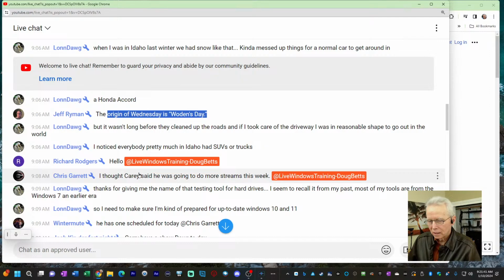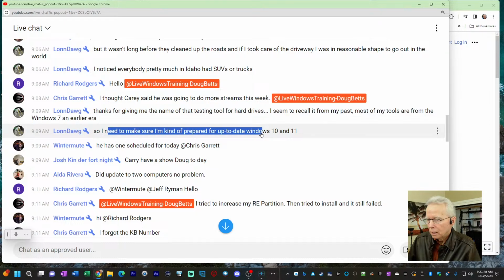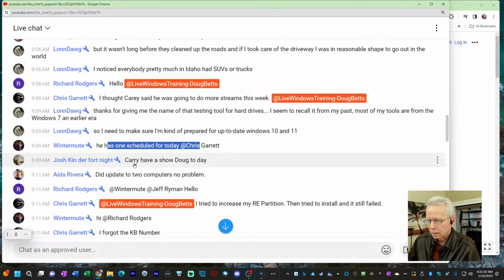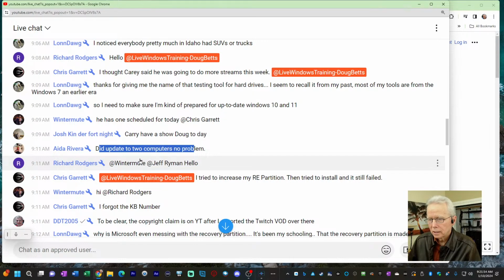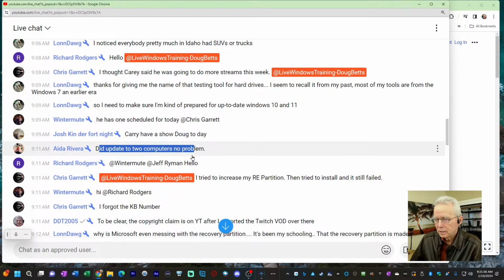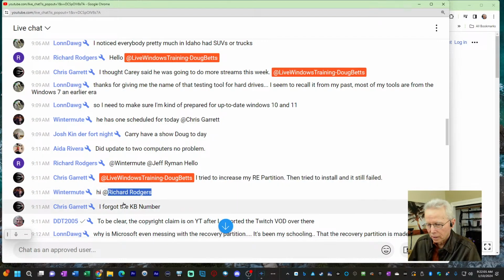Scanning, scanning, scanning. Richard Rogers, hello. You're welcome, Lawn Dog. Scheduled for today. Does have a show today. 2 updates. Ida did 2 updates with no problem.